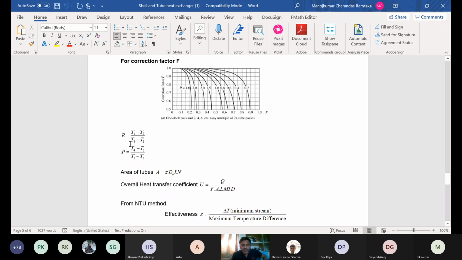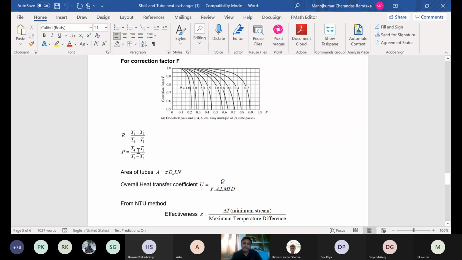Here different notations are there. So here R is nothing but the temperature decrease in the hot fluid divided by the temperature increase of the cold fluid. That is called R. And P is nothing but the temperature increase of the cold fluid divided by the maximum temperature difference present in the heat exchanger. So the maximum temperature difference present in the heat exchanger will be what? The inlet temperature of the hot fluid and the inlet temperature of the cold fluid, isn't it? So that's why it is T1 minus T3.